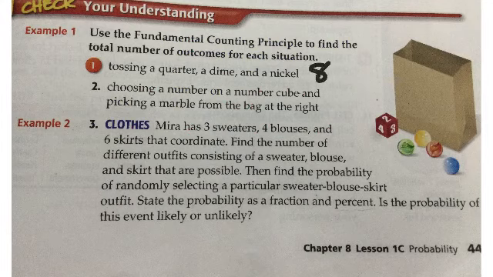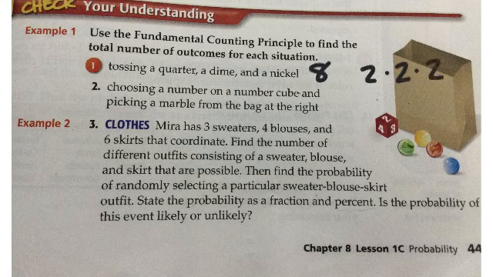Right, there are 3 events: tossing a quarter, a dime, and a nickel. So it would be 2 times 2 times 2, which is 8 possible outcomes.